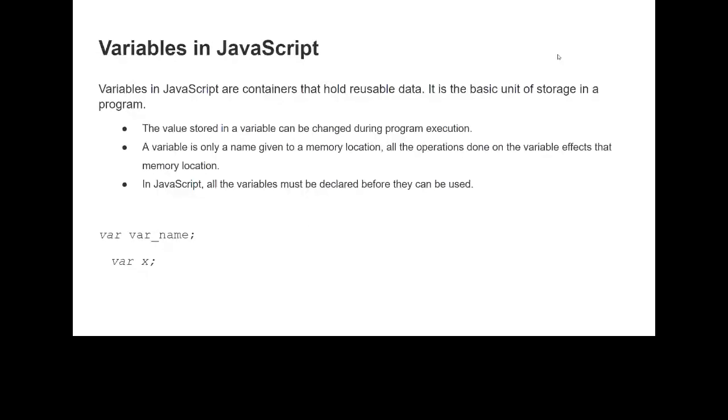Variables. JavaScript variables are containers that hold reusable data. A variable is a unit of storage in a program, so that we don't need to write it again and again. When we initialize a value of x at the start of the program, the value will continue till the end of the program. A variable is only a name given to a memory location, and all operations affect that memory location. In JavaScript, all variables must be declared before they can be used. Next.